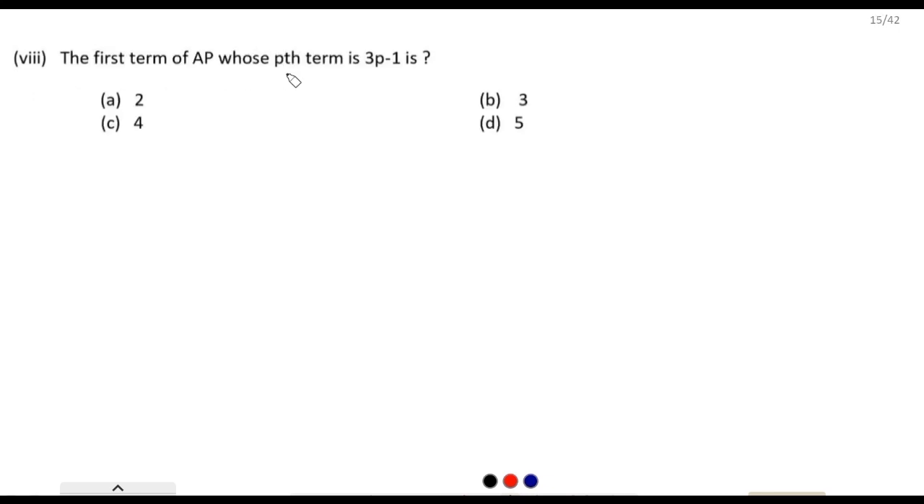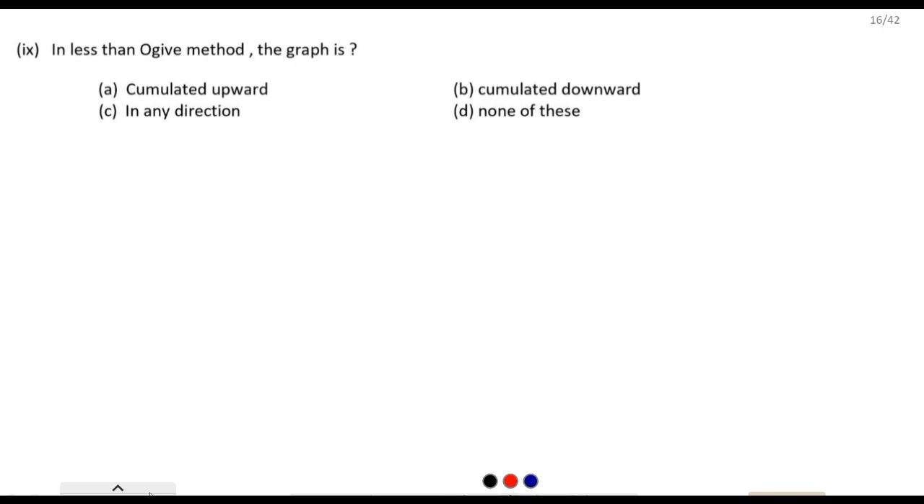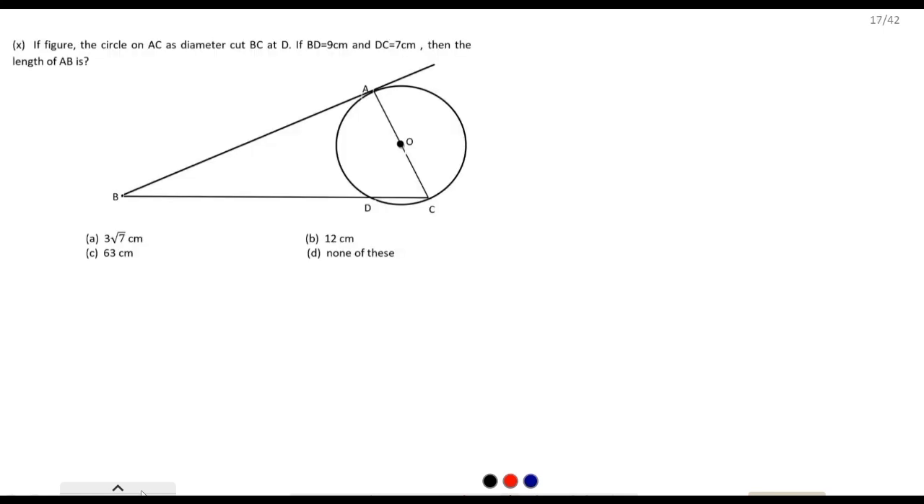The first term of the AP whose pth term is given. To find the first term, just substitute p is equal to 1. The answer is 2. In the less than or more than ogive method, the graph is cumulated upward.